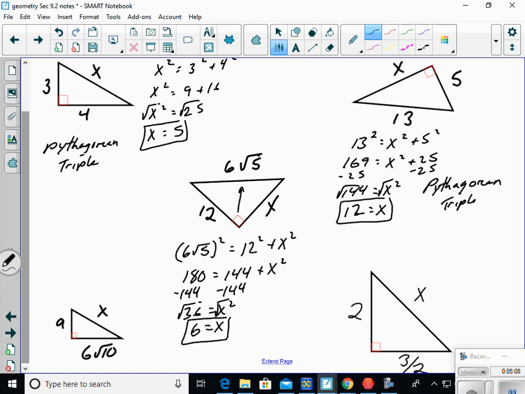If I look at my three sides, I've got 6, 12, and 6 square roots of 5. So this one right here, 6 square roots of 5, is not an integer. So this one is not a Pythagorean triple.